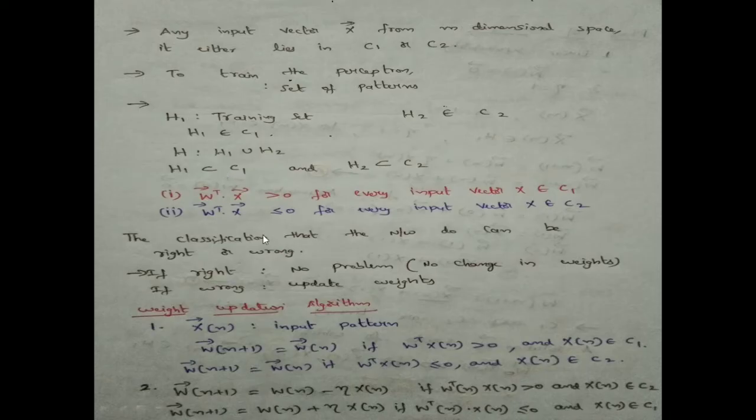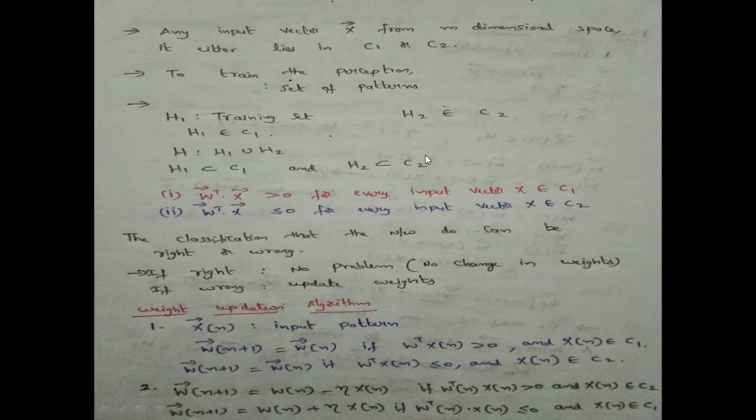So now the classification which is done by the network can be either right or wrong. That is, if the input vector X belongs to the class C1, then obviously W transpose X is greater than 0. If we say that the input vector X belongs to C1 and we get W transpose X greater than 0, so obviously the classification is correct, right? So if the classification is right, then there is no problem. There is no reason for us to change the weights. That is, we need not change any weights.